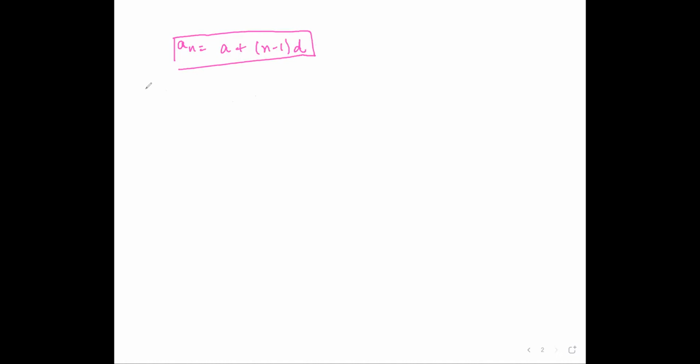Now, example number 4, it's very interesting. So an AP is given: 21, 18, and 15, and so on, right? Now he is asking which term of this AP is minus 81, right? Which term? Okay. So how will we find that? Which term means we have to find n, like at which position minus 81 is, isn't it? So basically here an is given to be minus 81, right?